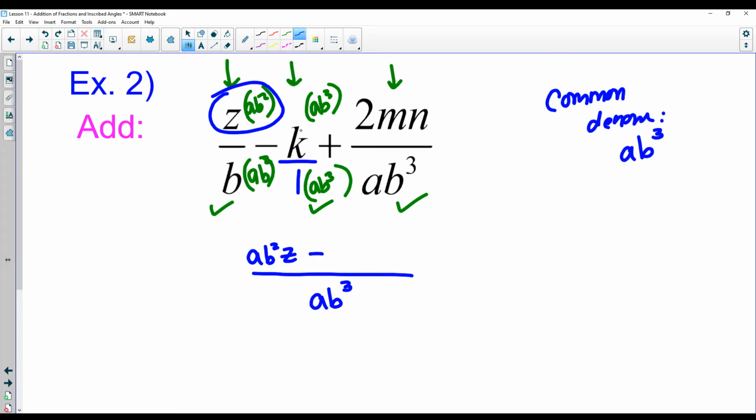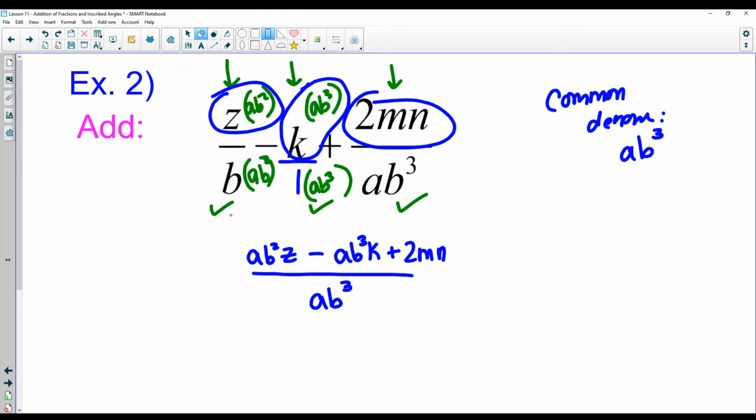Back of the book is always going to put them in alphabetical order. All right, and then we have minus k times ab cubed. So that's going to be the a comes first, then the b cubed, then the k. And then this last one here, we don't need to change that at all. It stays as 2mn, and we have our answer.